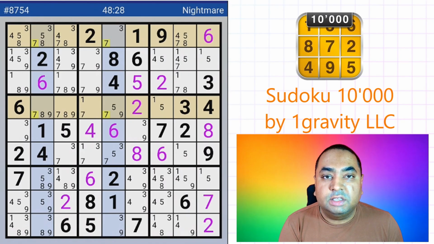So only one 7 can be removed, that is in block 5. So 7 can be removed in block 5. So this is known as the finned X-wing technique. Now examine digit 1. You find a naked single for digit 1.